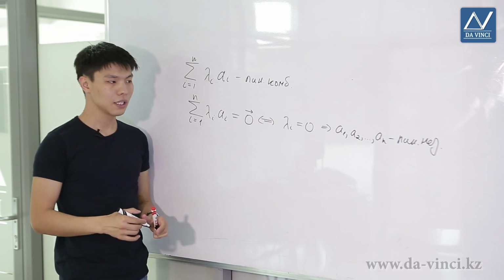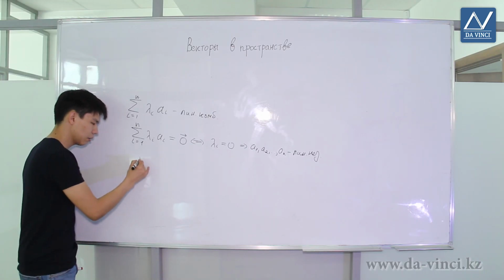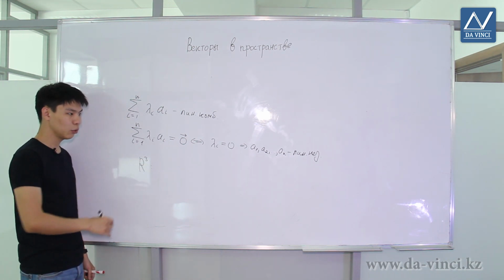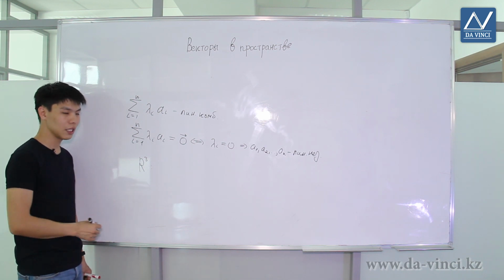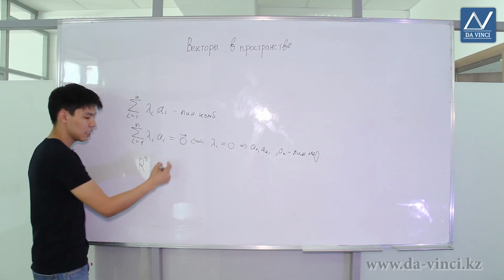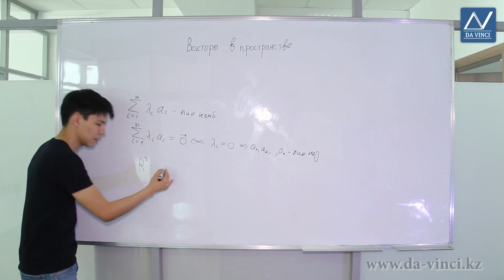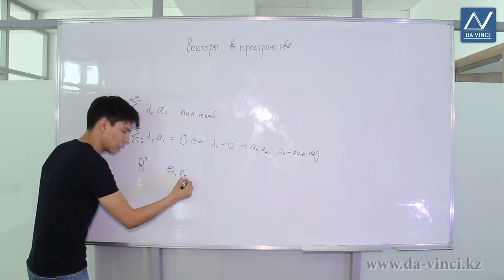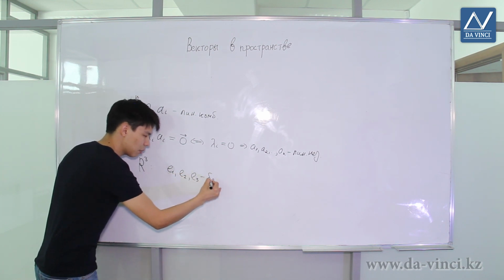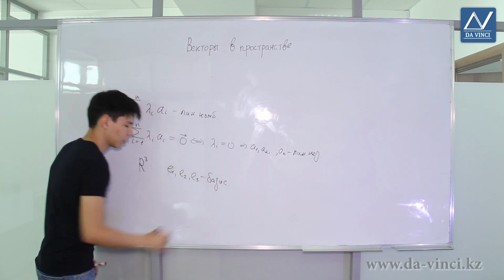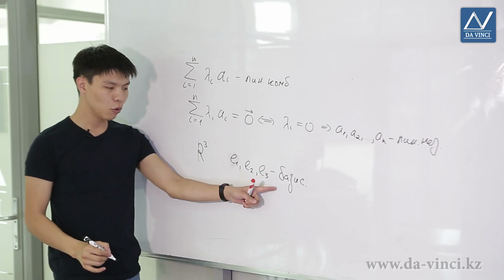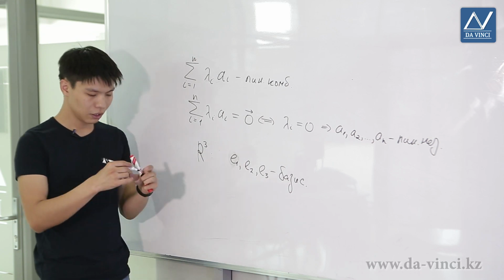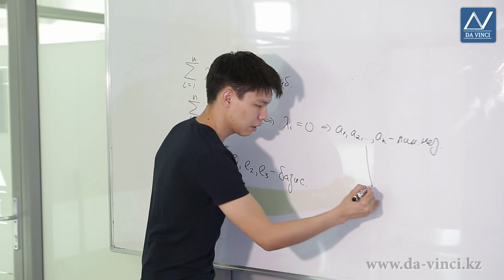In the space R3, that is, in our three-dimensional space, any four vectors will be linearly dependent, and three vectors can be linearly independent. Three linearly independent vectors, namely e1, e2, e3, form the so-called basis. The basis means that we can express any vector of this space in terms of a linear combination of these vectors.